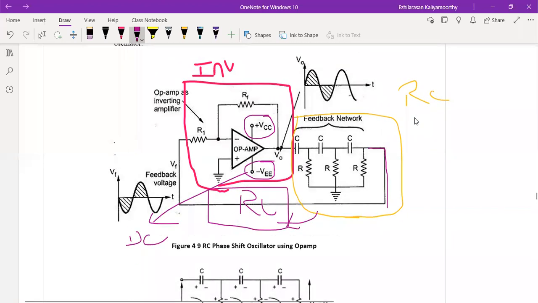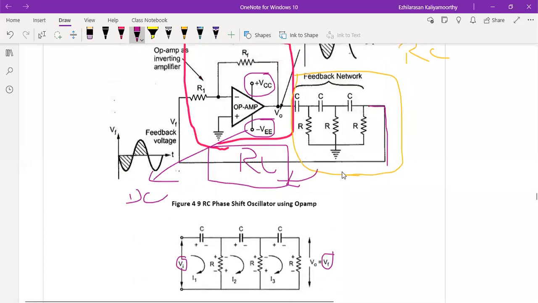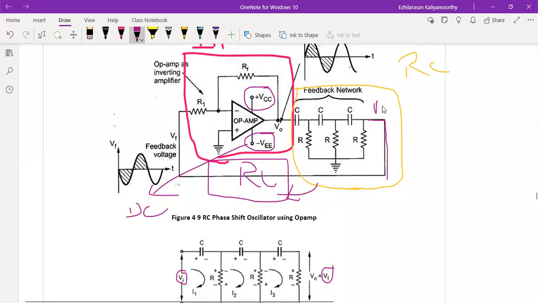Now we can see it separately. Let us concentrate on the RC network. This is the RC network we took earlier, with 3R and 3C. First, this will be your Vi, the input. Then this will be your output, that is V naught, or sometimes I will call it Vf. The output of the RC network is nothing but Vf. This is Vf and this is Vi.